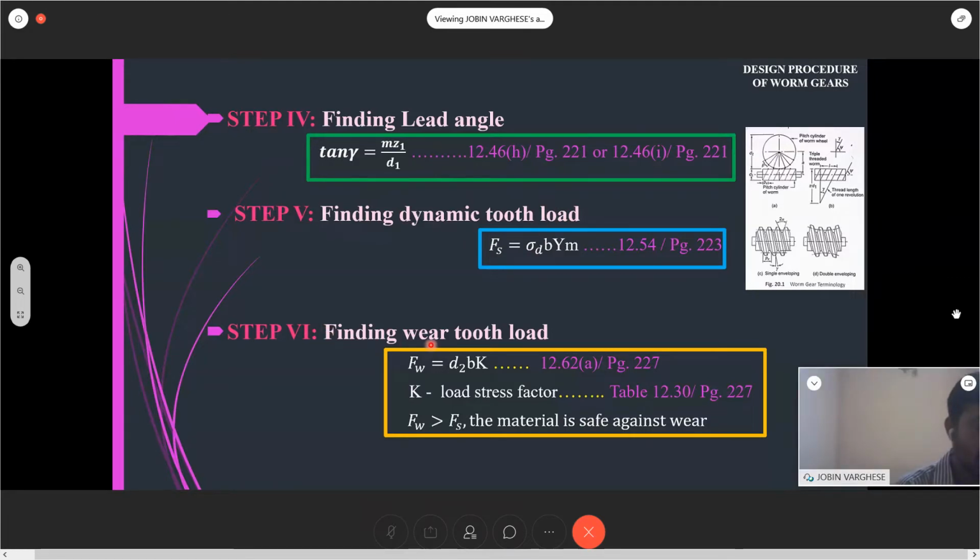Then the second one is you have to calculate the wear tooth load. What is meant by wear tooth load is the maximal load at which wear can take place. So obviously, if the dynamic load is equal to the wear load, it's not in a safe condition. The major condition is the wear load should be greater than the dynamic load. Fs is represented by dynamic load. If the wear load is greater than the dynamic load, then even though some extra force is added because of external behavior, the gear will not wear. So that is the major thing here.